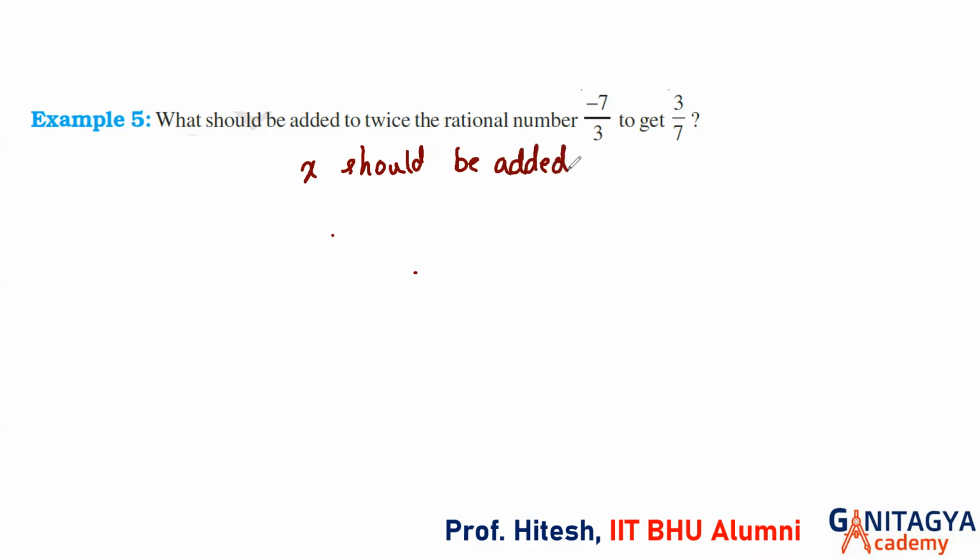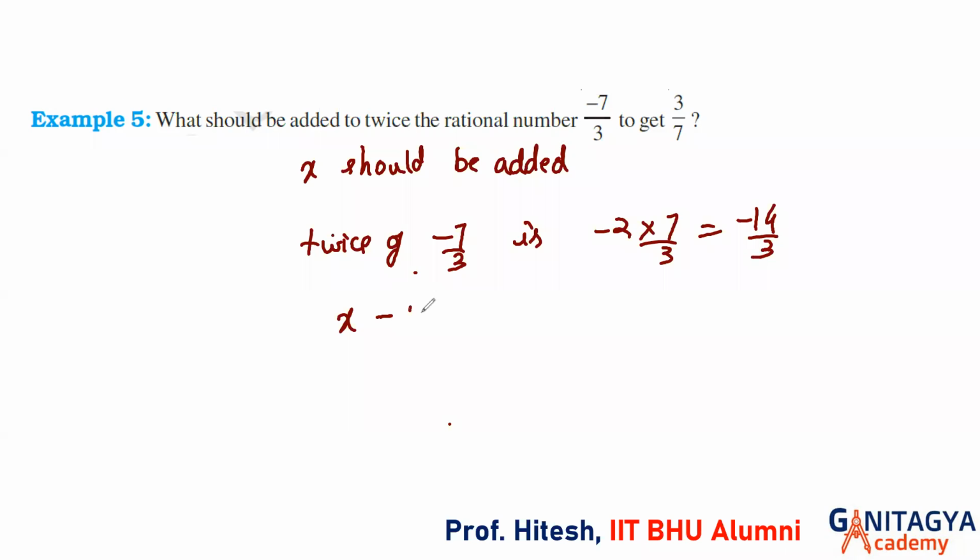Okay. X should be added to twice the rational number. So twice of minus 7 by 3 is minus 2 into 7 by 3, that is minus 14 upon 3. Understood? So the question is, what should be added to twice the rational number, that is x minus 14 by 3 is equal to 3 by 7. So this is the equation we can form.